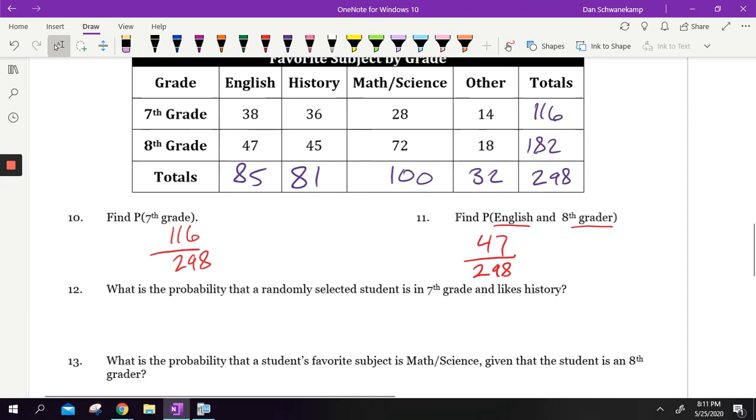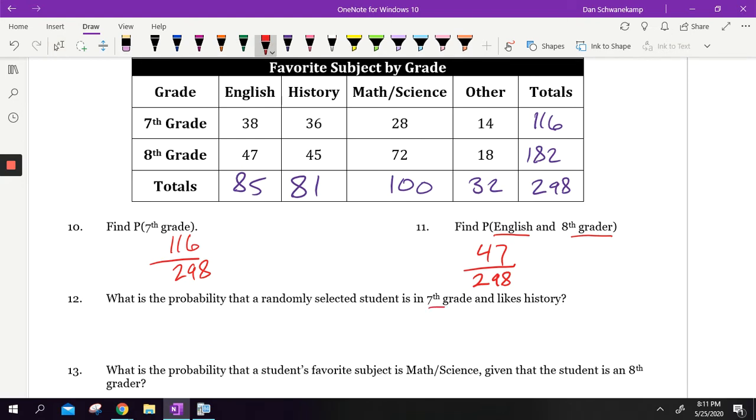What is the probability that a randomly selected student in the 7th grade likes history? We're picking one randomly from the 7th grade. So out of 116 people, what's the probability they like history? Well, I need to look in the 7th grade. Just kidding. And look at history. It'd be 36 out of 116.